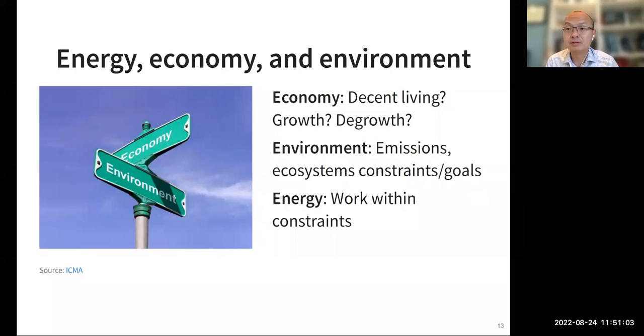And the environment is very important, especially if we see climate change as part of environmental change. We need to think about the climate goals to have net zero emissions by 2050, so we can limit our temperature change to not more than 2 degrees C, or even achieve no more than 1.5 degrees C. And there are ecosystem constraints and land use. Energy projects take land, right? Where we build them and what the impact on the ecosystem is. For energy, we have to work within those constraints. And that's getting complicated.